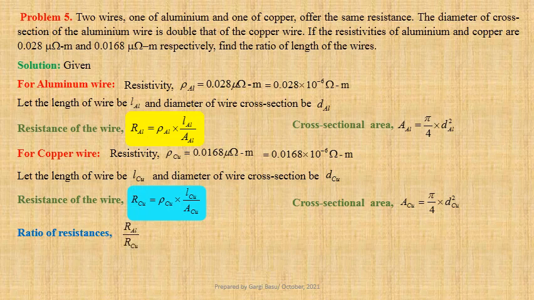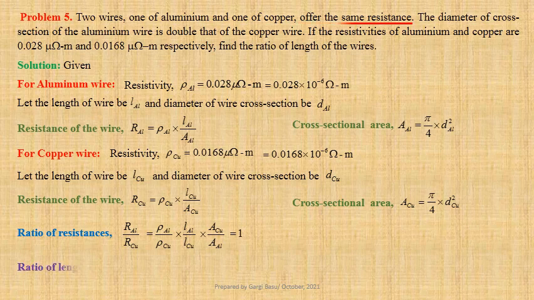RAl is to R copper equals rho Al by rho copper into LAl by L copper into A copper by AAl. Since these two wires offer the same resistance, RAl is to R copper equals 1. Therefore, ratio of length of wires LAl is to L copper equals rho copper by rho Al into AAl by A copper.